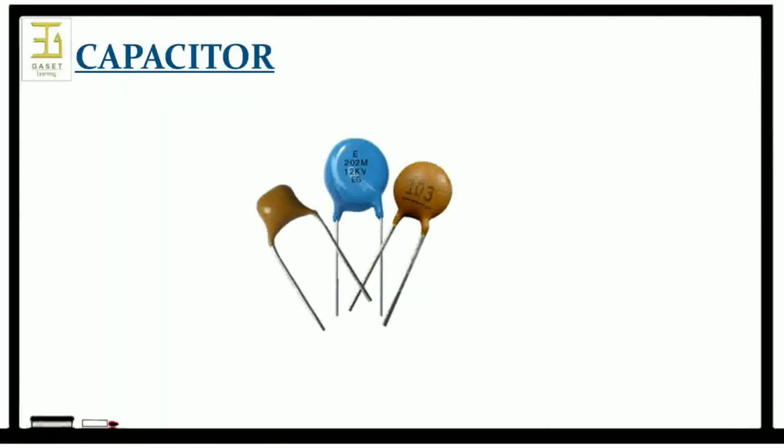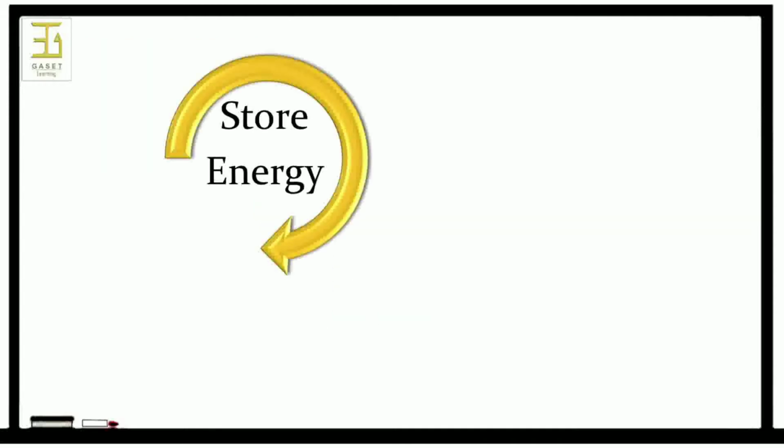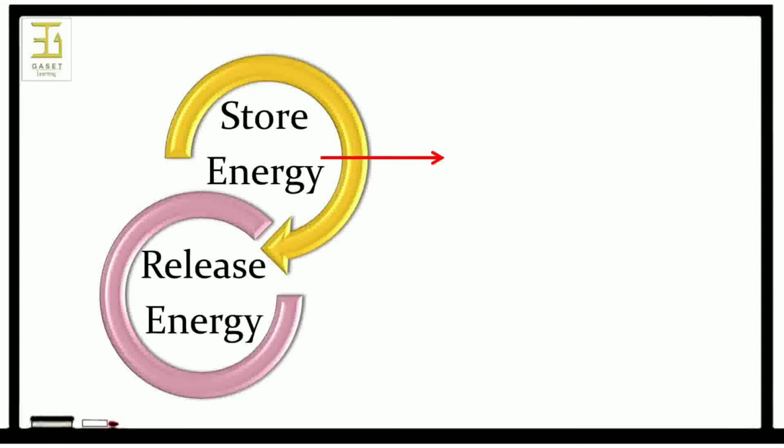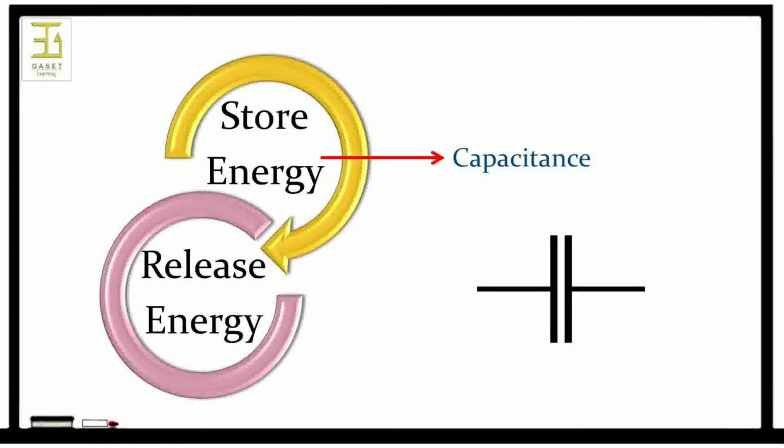Next we go on to a capacitor. A capacitor is a very important component which is used in nearly every electronic circuit. The basic purpose of a capacitor is to store the energy or charge and release it whenever desired. The capability of storing the energy of any capacitor is known as its capacitance. Figure shows the symbol of a capacitor. Capacitance is measured in farads.